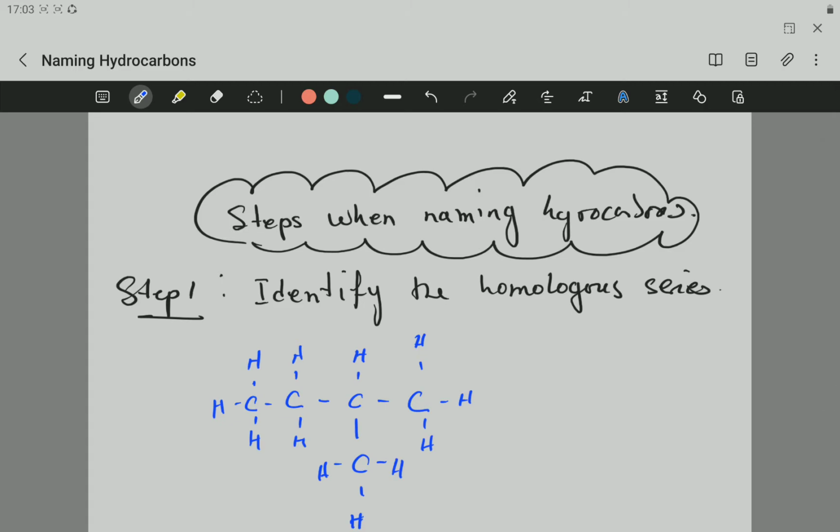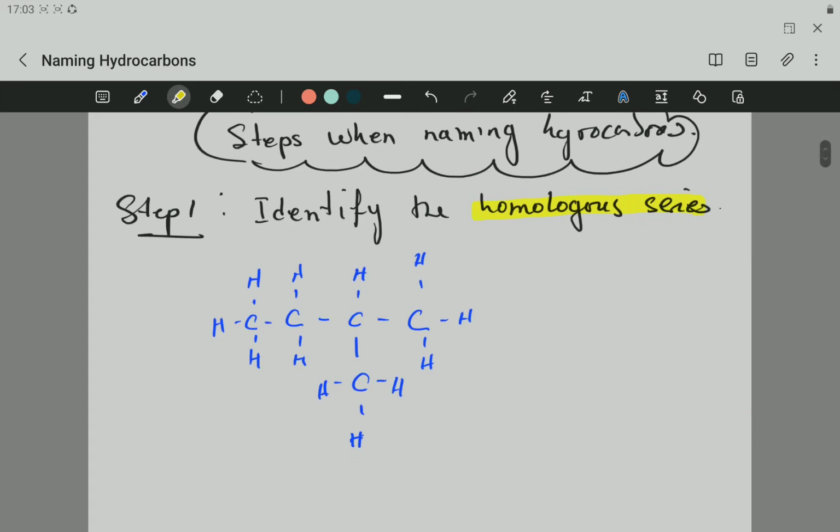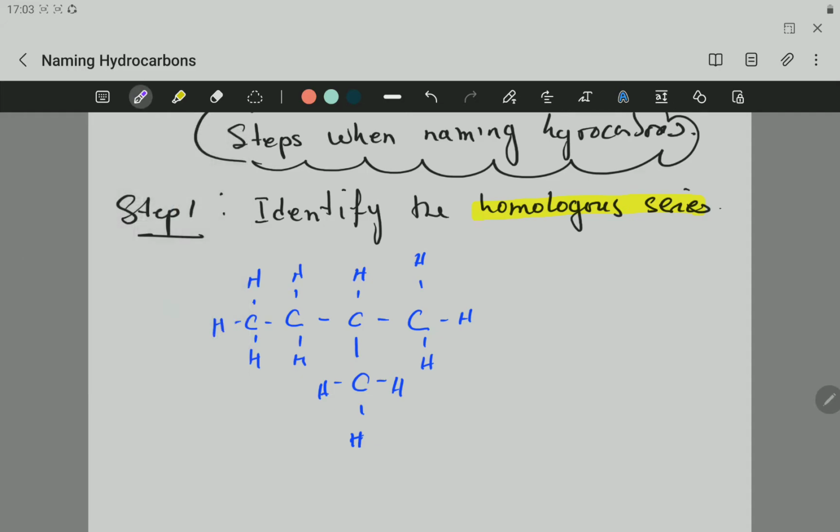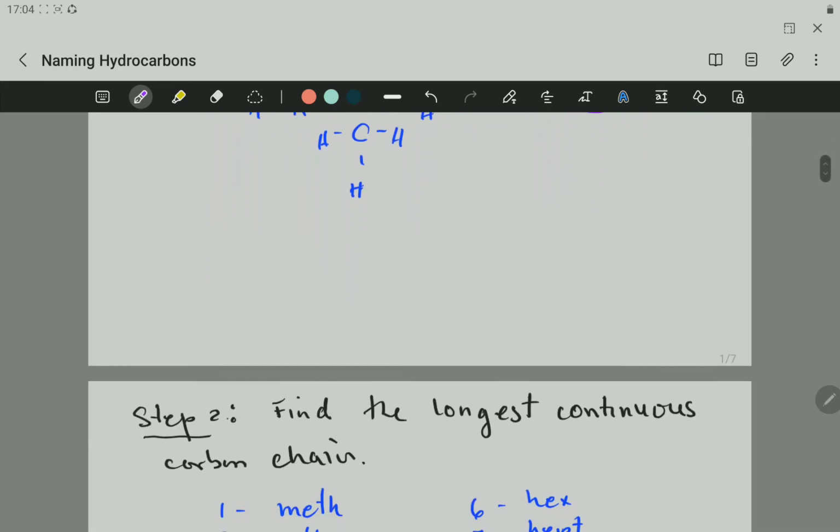So the first step is always going to be to identify the homologous series. Remember, we made a video before about homologous series. However, this is only going to be about hydrocarbons. So the first step always is going to be to identify the homologous series. So we have a hydrocarbon here. What is this? This is an alkane. You can only see carbon and hydrogen, and all the bonds between carbons are single bonds. Therefore, this is an alkane, and therefore the name will finish in "ane". So this is the first part. This is the first step. Let's go to step number 2.